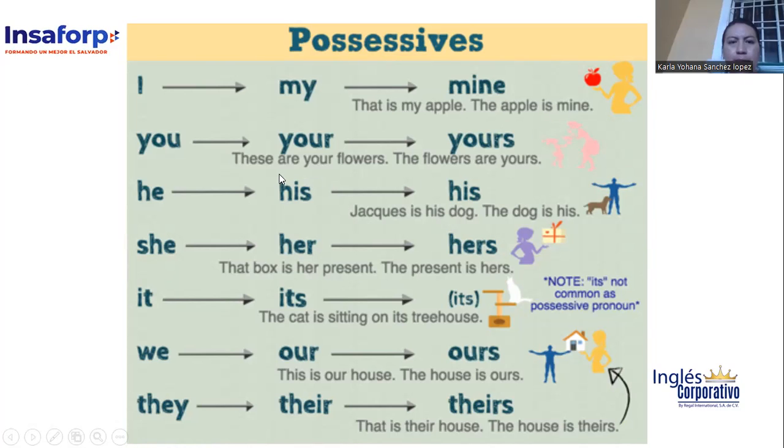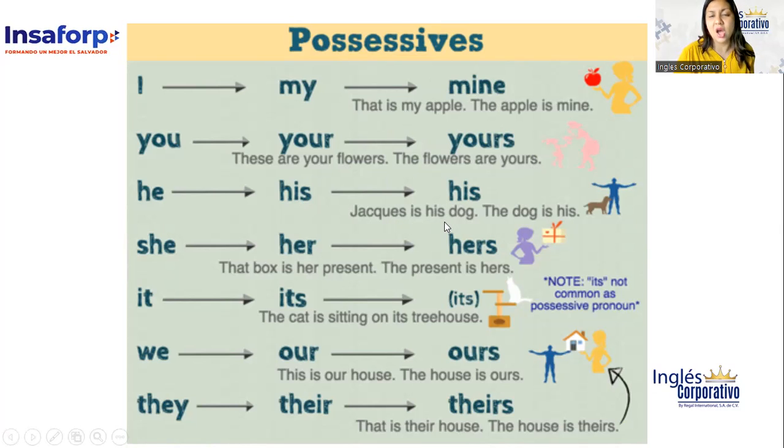Mía. These are your flowers. The flowers are yours. Estas son tus flores. Las flores son tuyas. Entonces, ¿qué quiere decir? Que este significa mi y este significa mío. Este significa tus. Y eso significa tuyo o tuyos. His significa su y esos son suyos.